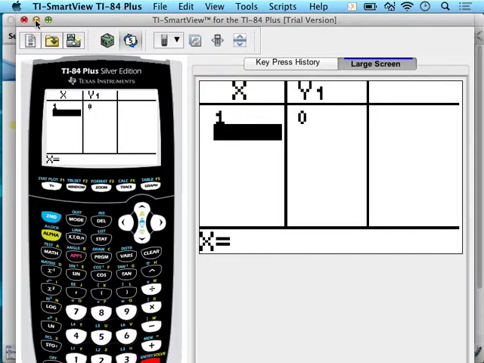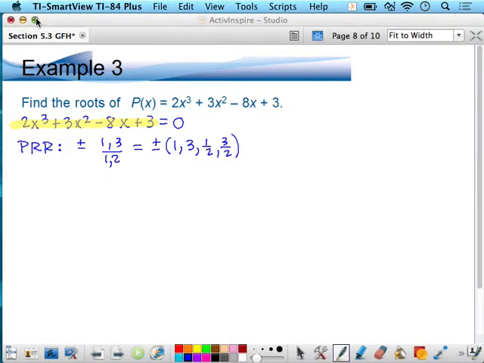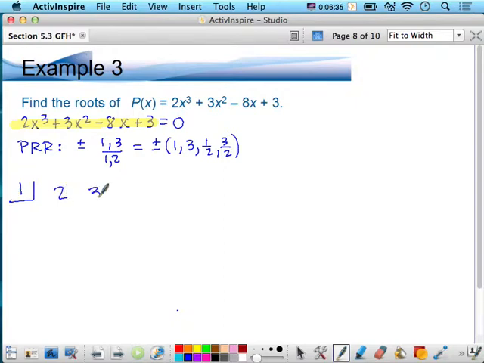So let's go through right now and try synthetic division on positive 1. So here we have positive 1, and then we take our coefficients in order: 2, positive 3, negative 8, positive 3. We'll perform synthetic division. And sure enough, we get a remainder of 0. And remember, you have to get a remainder of 0 or that synthetic divisor is not a solution.